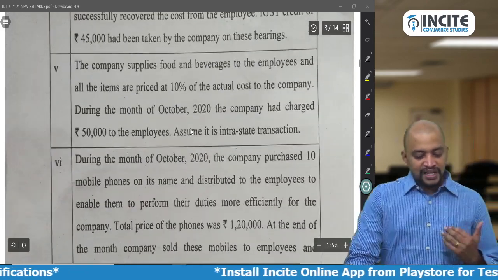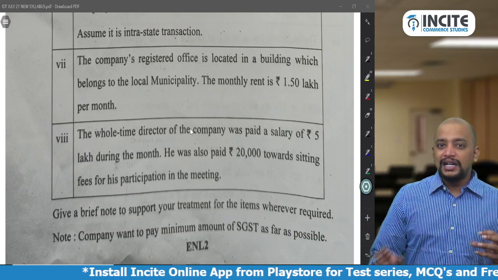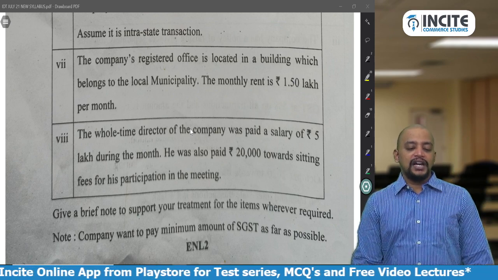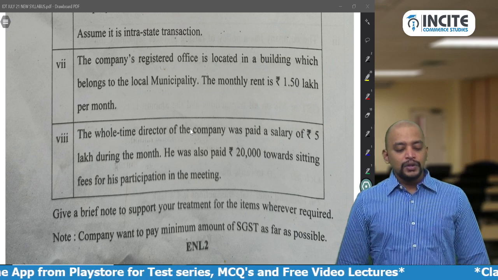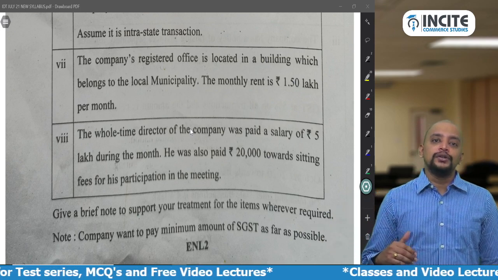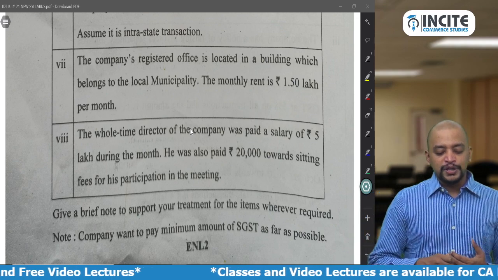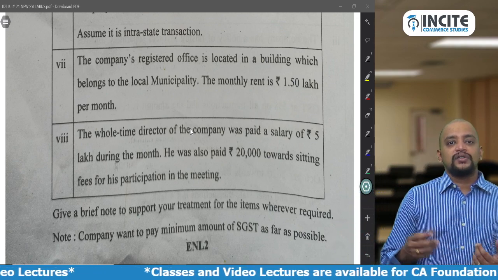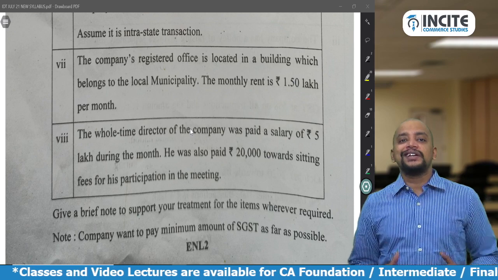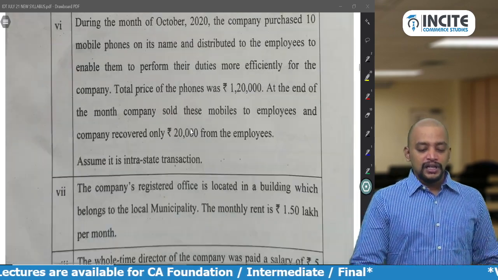So in cases like this, students are finding it a little tricky. Then in point number 8, the whole-time director of the company was paid a salary of 5 lakhs during the month. He was also paid 20,000 towards sitting fee for his participation in the meeting. Definitely that salary of 5 lakhs will not come into value of supply, because that is an employer-employee relationship, whereas the 20,000 rupees towards sitting fee for participation in the meeting will come, as it is not treated as employer-employee. Usually in that case we have a circular also that has been tested here. Whatever TDS is deducted, 192 or 194J, depends upon that.